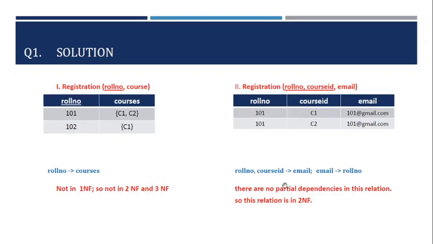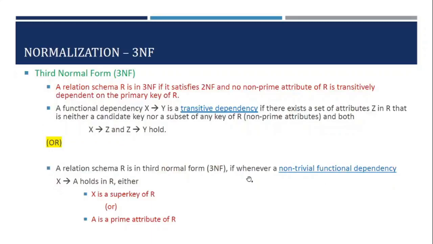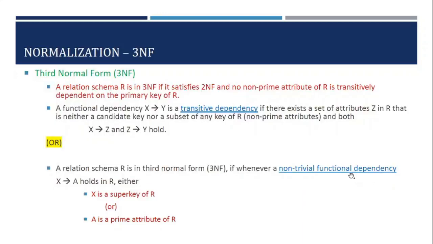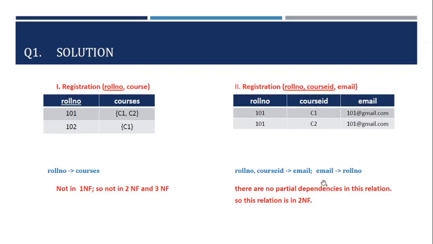Now consider the first functional dependency. Roll number comma course ID determines email. Here the left hand side is a primary key. The left hand side is a super key. So this functional dependency satisfies 3NF. Now what about email gives roll number? In email gives roll number, is the left hand side a super key? No, it is not a super key.